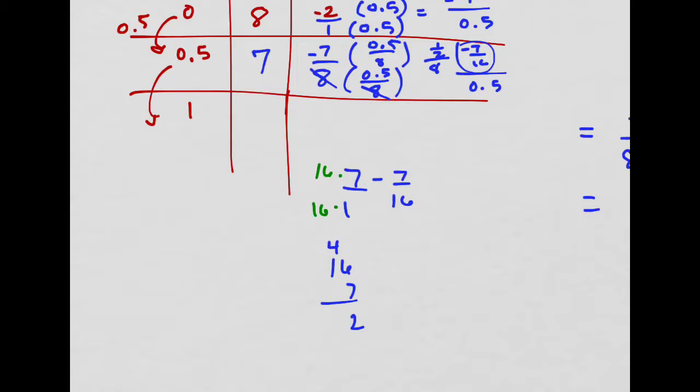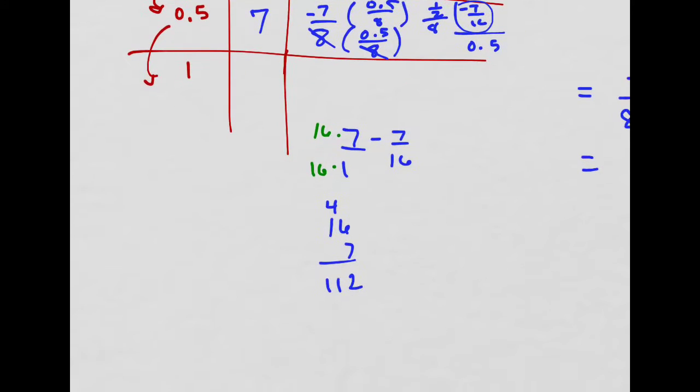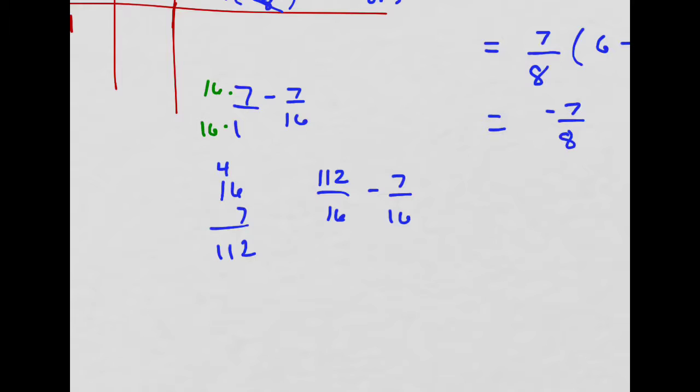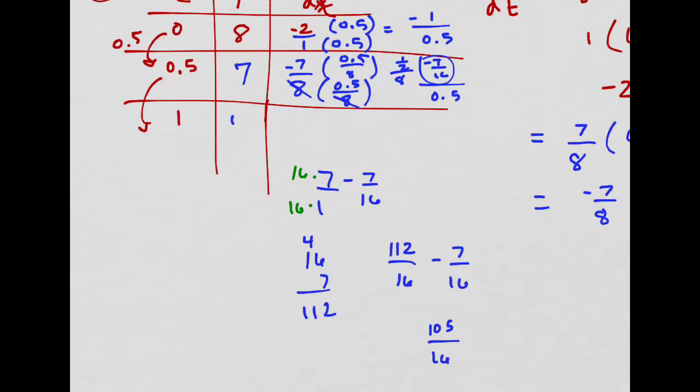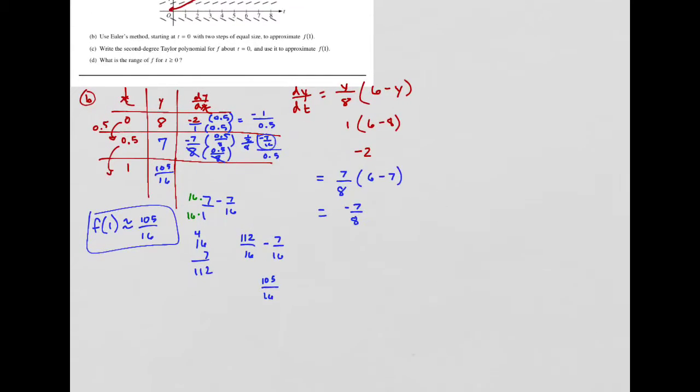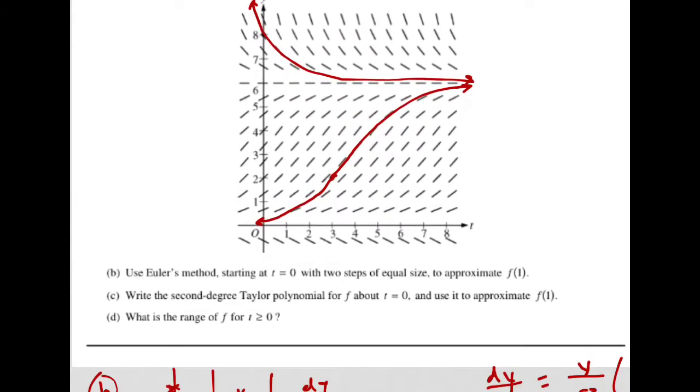7 times 16 is 112. So 112 over 16 minus 7 over 16, right? Because I'm going from this and adding that much, which is a negative, so 12, 11, 10, 9, 8, 7, 6, 5. 105 over 16. So there we go. 105 over 16. So f of 1 is approximately 105 over 16. So that's part B. Easy enough. A little bit of complicated numbers, but nothing too scary.